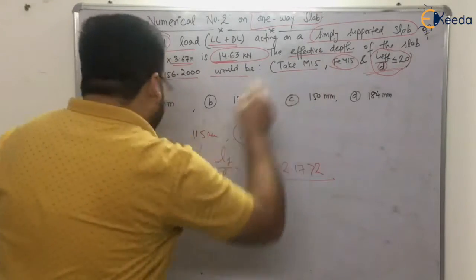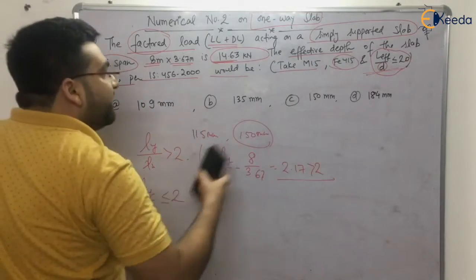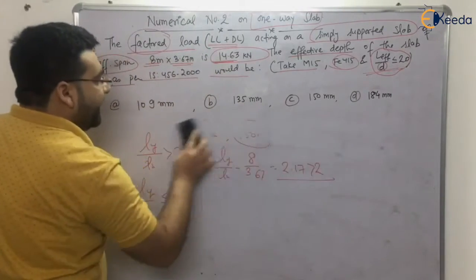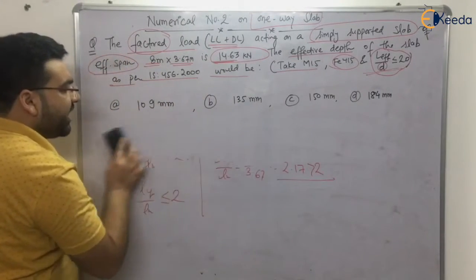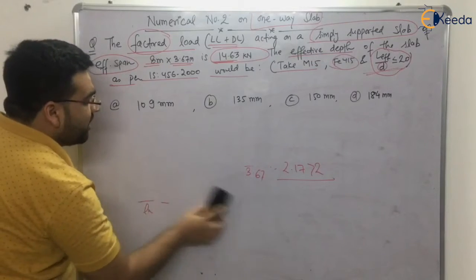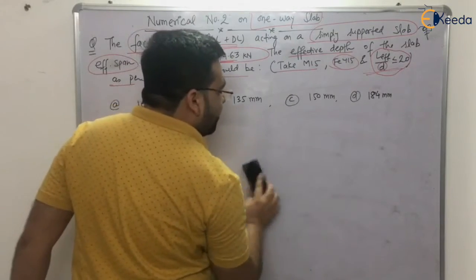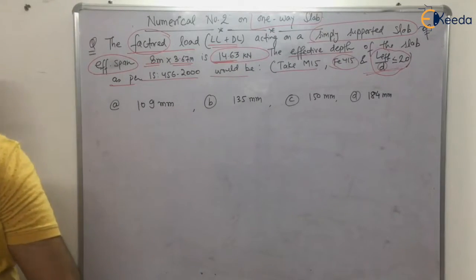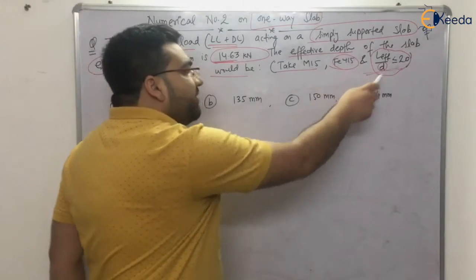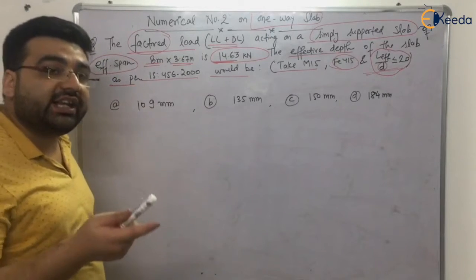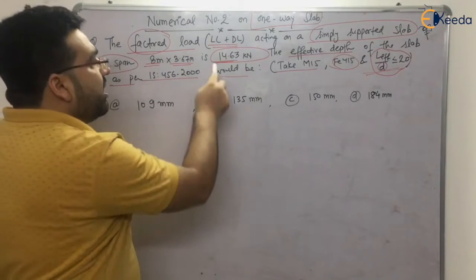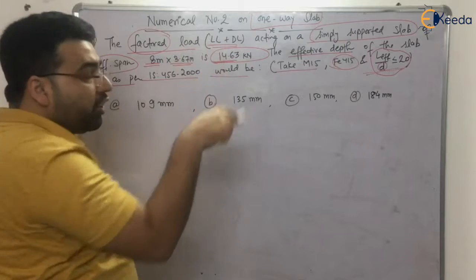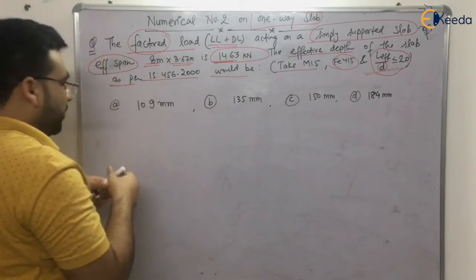Clear? Now first of all let us calculate the effective depth as per the deflection control criteria. Okay, so this numerical is very simple. Don't get confused about why so much detail has been given if we can directly apply the formula. Yes, you can apply the formula, but again you have to check whether this depth coming from the deflection control criteria can resist the moment produced by this factored load or not, right? So now, solution.